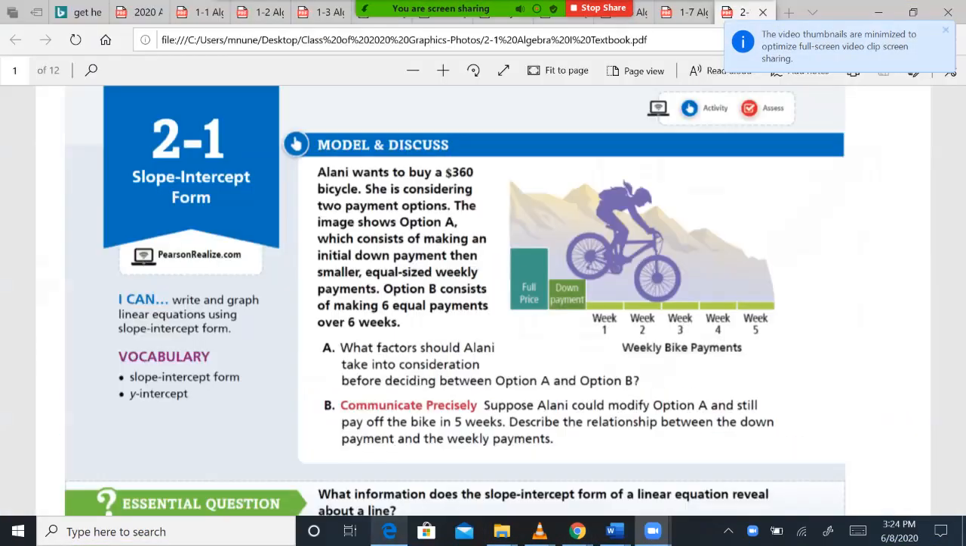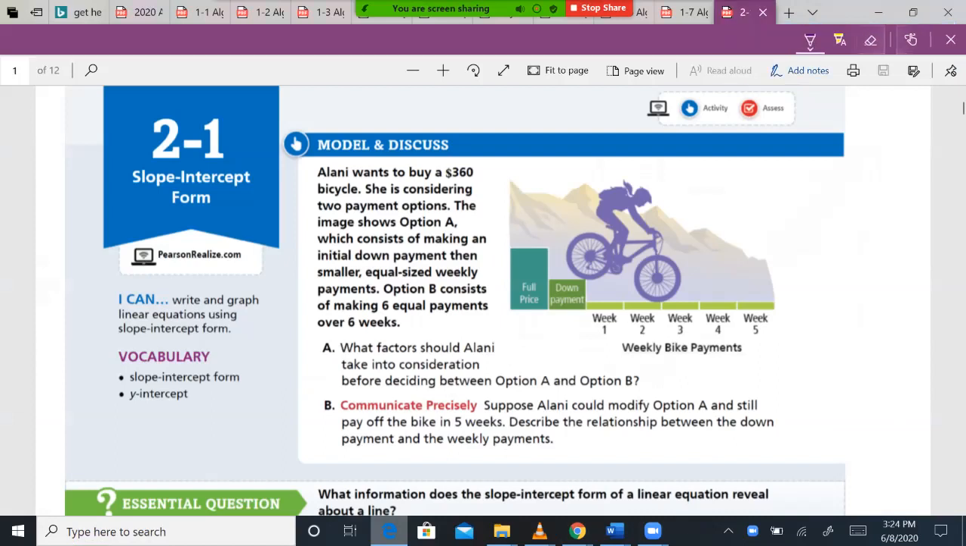Okay, our last lesson for Tuesday, slope-intercept form. When you see the word slope-intercept, you think of y equals mx plus b. If you've never heard of this before, well, that's probably why you're taking summer school.